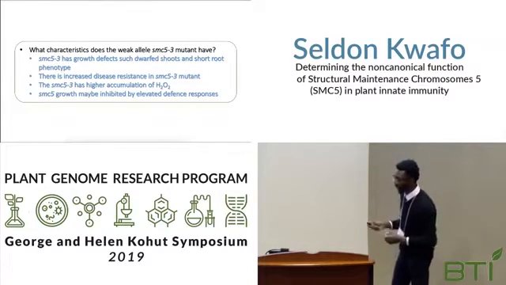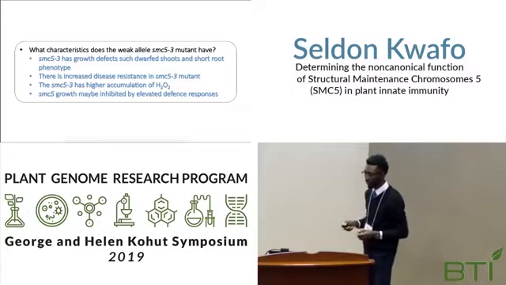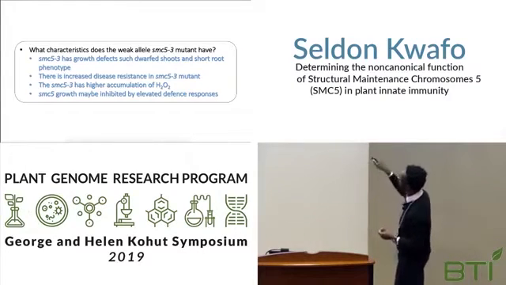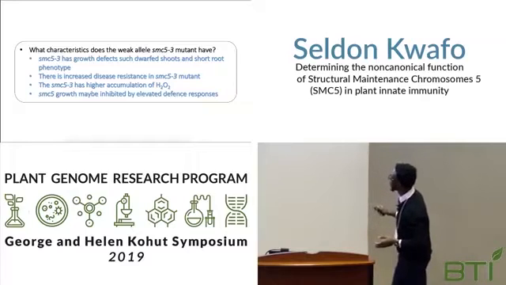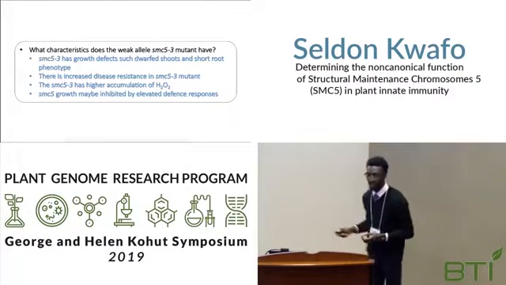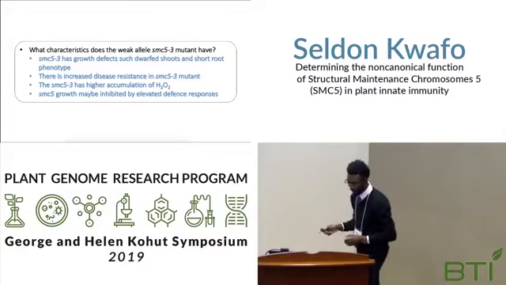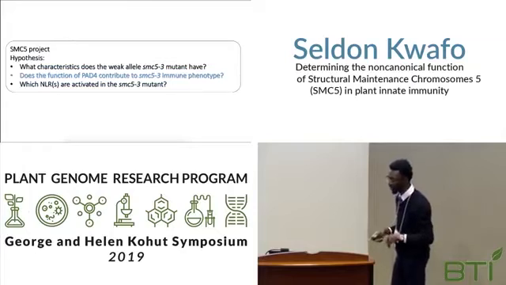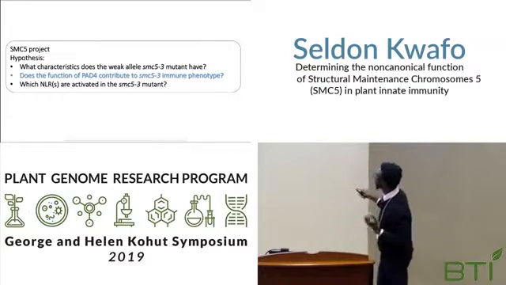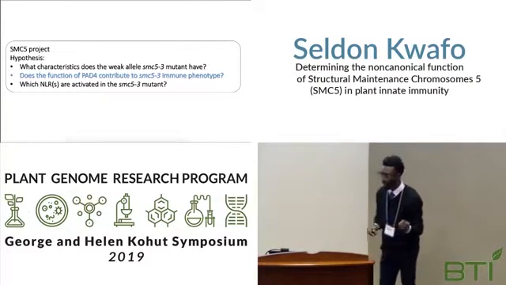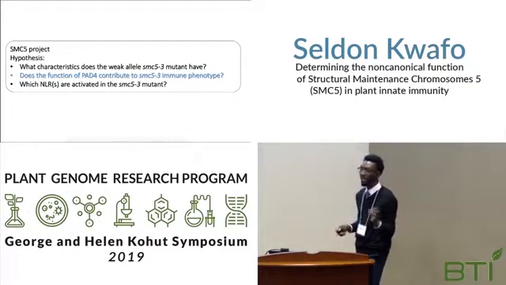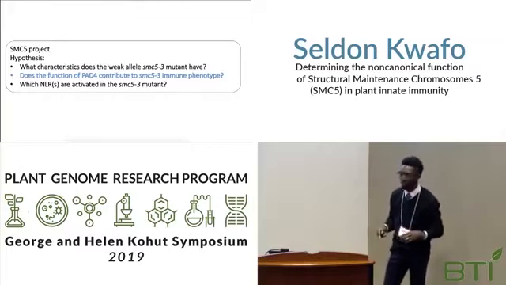It's commonly observed that plant growth is inhibited by elevated defense responses. We saw that SMC5 has growth defects such as dry shoots and short roots, an increased disease resistance, and a higher accumulation of hydrogen peroxide, and this may be due to elevated defense responses without pathogen infection. So these characterizations led us to the next hypothesis: does PAD4 function contribute to the SMC5 mutant phenotype, where PAD4 is a mediator in salicylic acid signaling in defense responses?